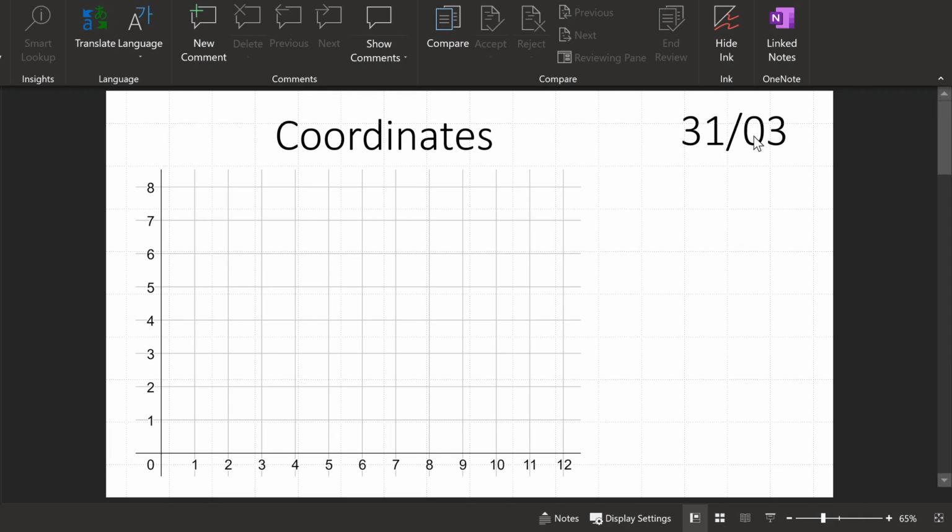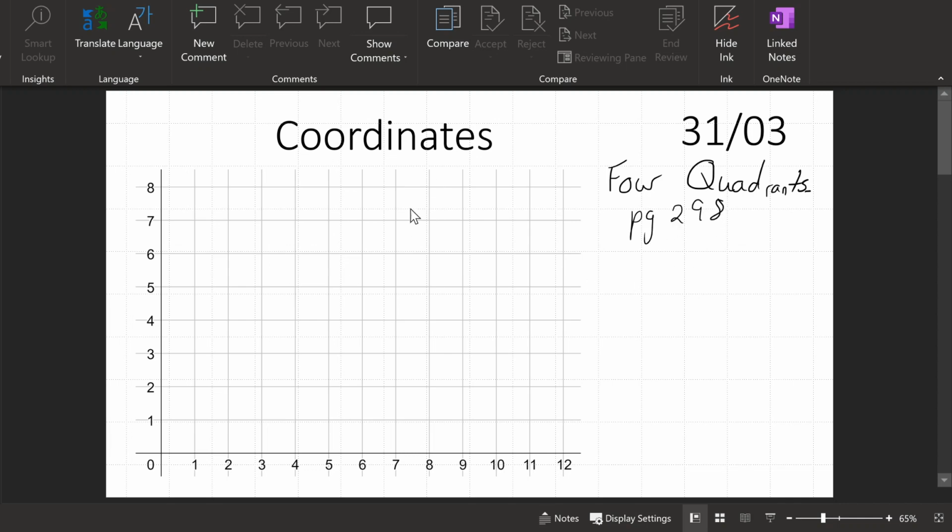It is the 31st of the 3rd, and today what we're going to be working on are what we call the four quadrants.